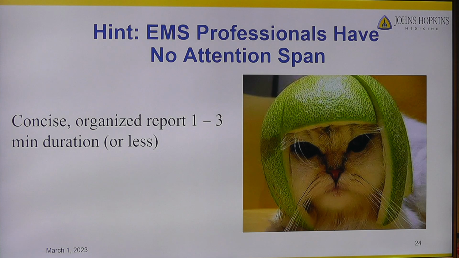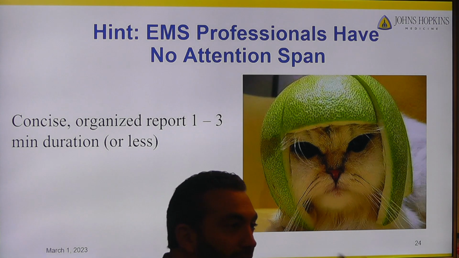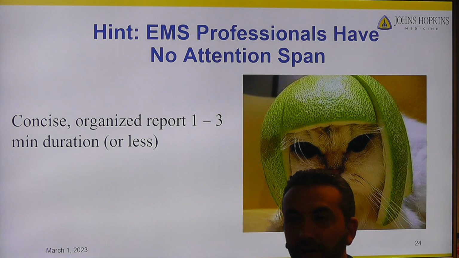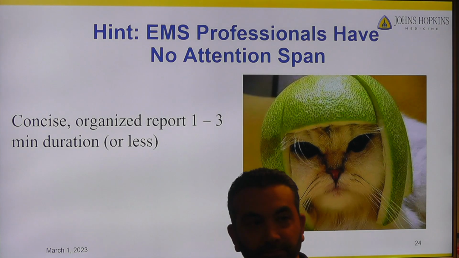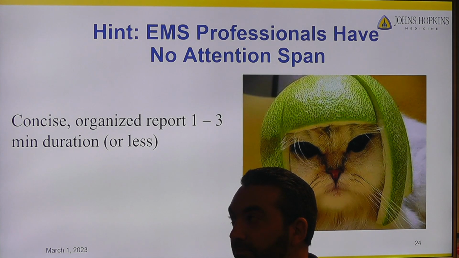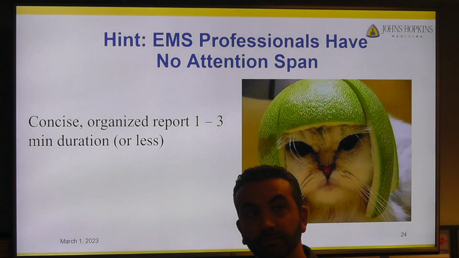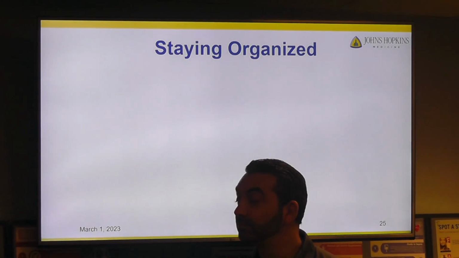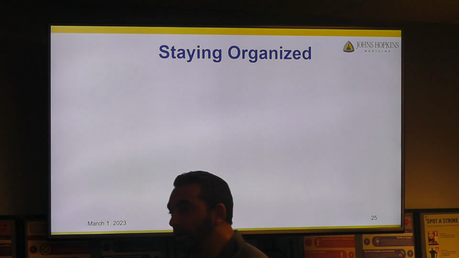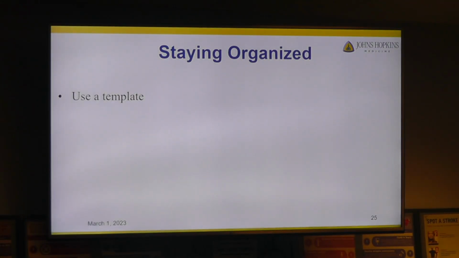Bottom line up front, tell us what you want us to know. Keep it concise, keep it ordered. One to three minutes. Tips to staying organized. Use a template. Heck, we give you one. Use it. As Tristan said, create a problem list. Prioritize.